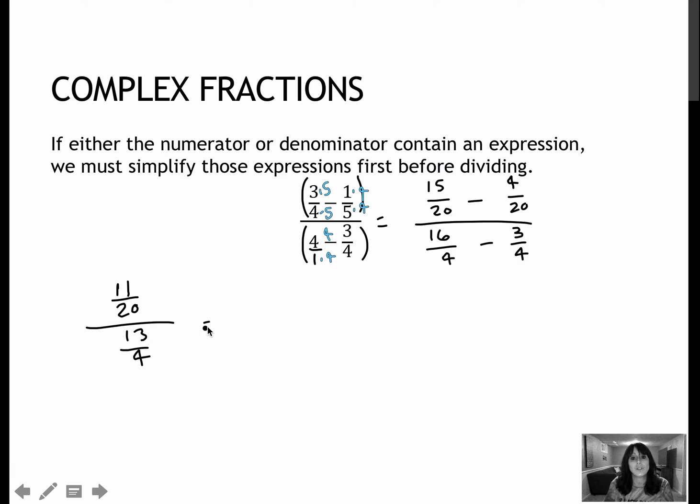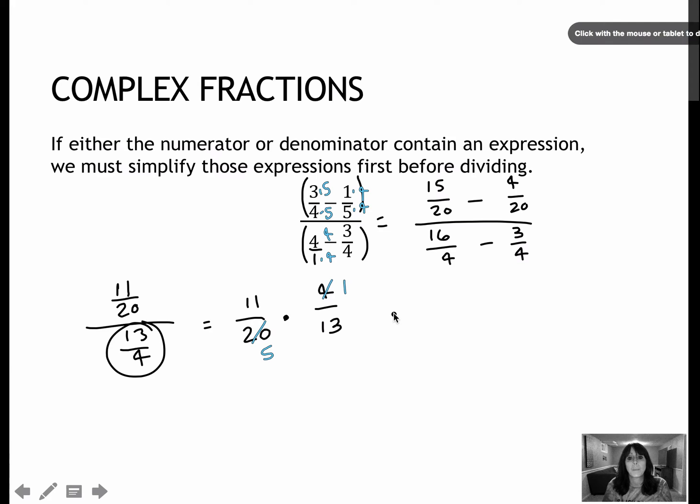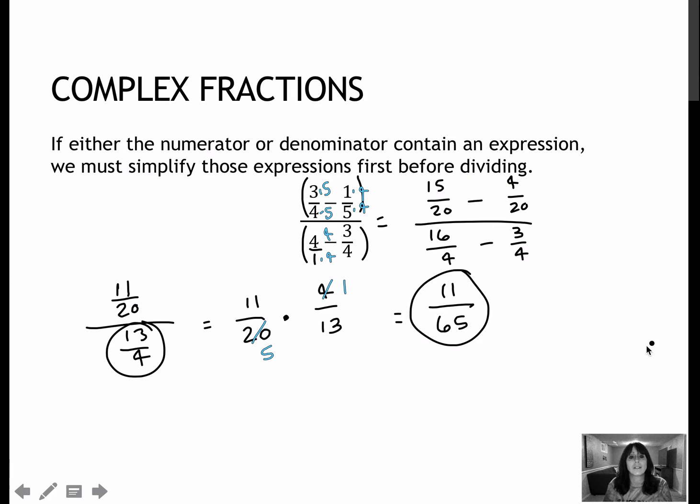Now this is division. I'm going to write it as multiplication. So 11/20 instead of divided by 13/4, it's times 4/13. So I'm changing division to multiplication by flipping the second fraction. I'm going to reduce the 4 and the 20 to 1 and 5, and that's all I can reduce. So now I'll multiply. 11 times 1 is 11. And 5 times 13 is 65. So 11/65 is my solution.